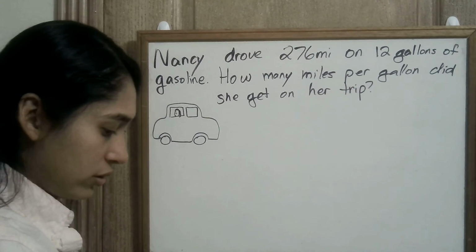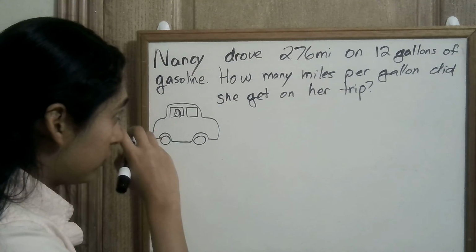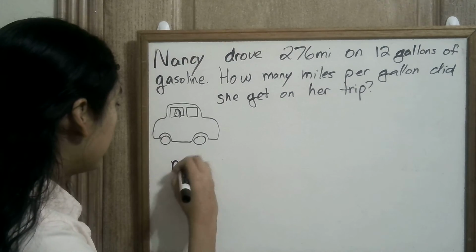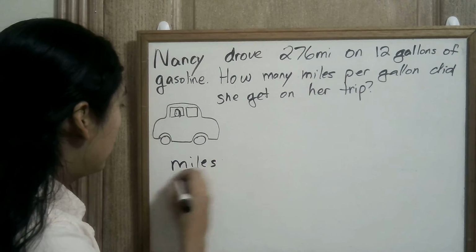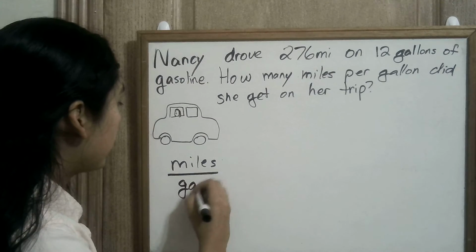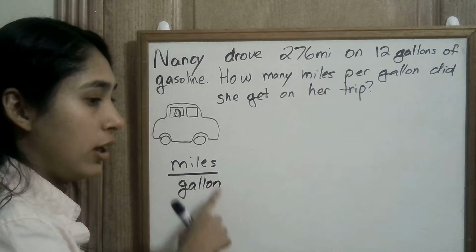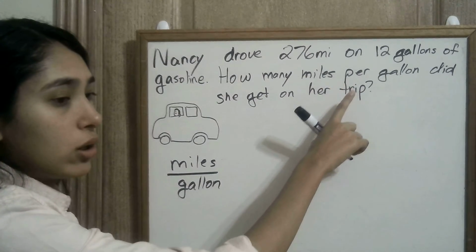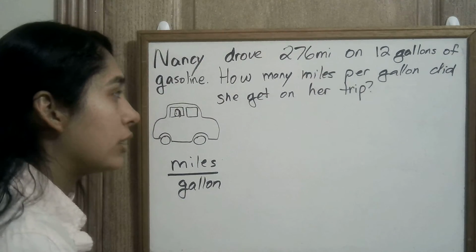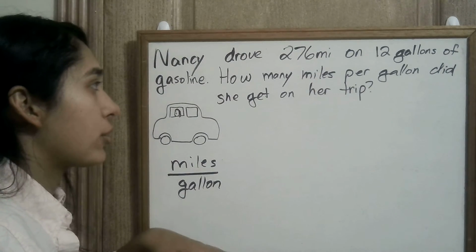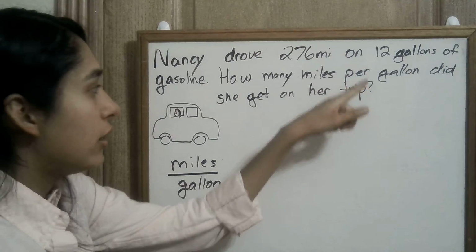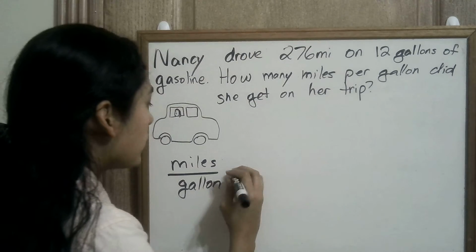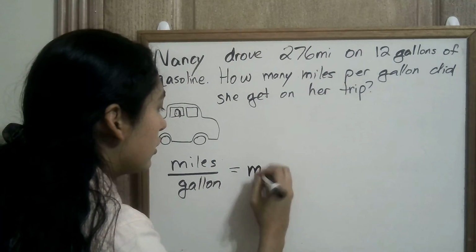So we have miles per gallon. This is what it's asking for. Miles per gallon. And the way that we know that we can write this as a ratio or as a fraction is because of the word per. Normally we use per, not like a cat purr, but per, P-E-R. That means it is more than likely going to be a rate. And miles per gallon, we call that mileage.